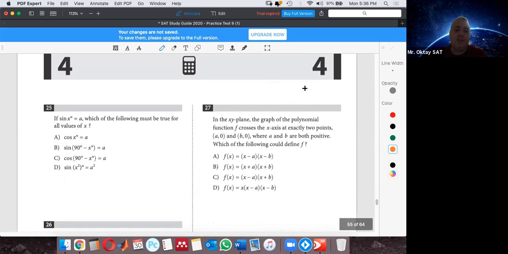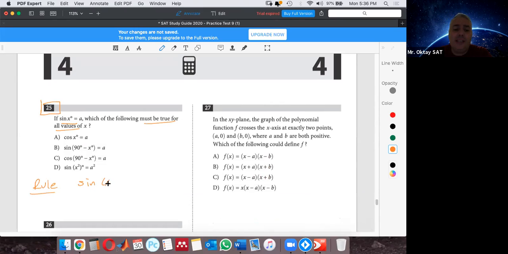Time. Yeah, let us look at this. It's a very important question. I think I saw a similar question yesterday. Oh, yes, same question. Sine of x is a, which of the following must be true? My dear students, there is one rule, memorize this.